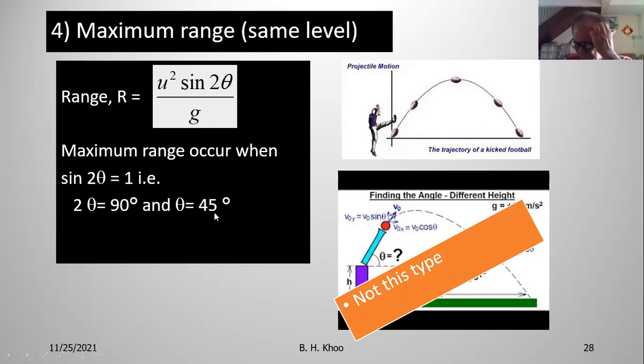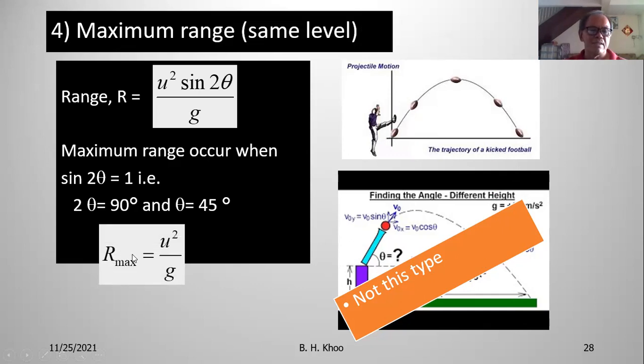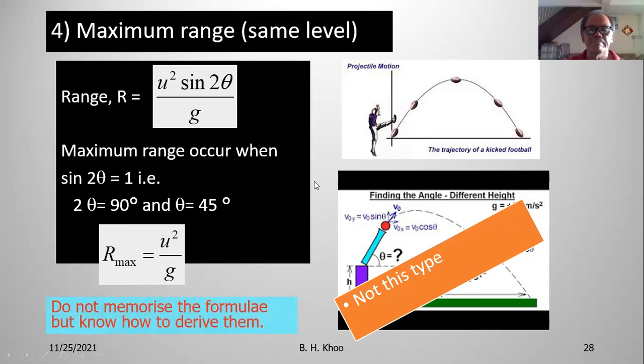Right? So that's the reason why when you throw a javelin, you have to aim it at the right angle. Remember, this is the same height, but throwing a javelin is usually of different height. So if that is 1, then your maximum range is u square over g. Okay, this angle is 45 degrees. As I say, it's better to derive rather than memorize the formula.